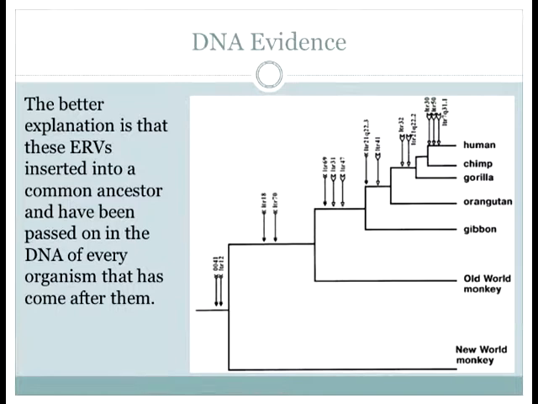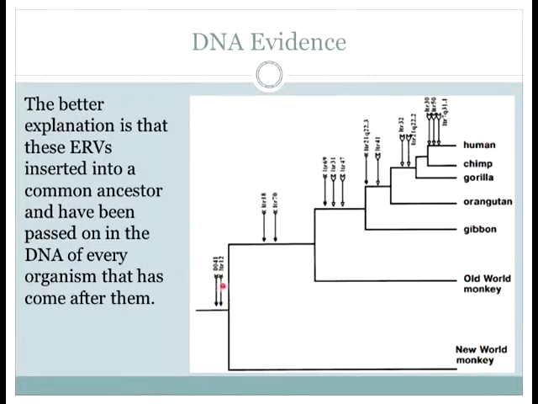Okay. Here we have a chart that shows various species: humans, chimps, gorillas, orangutans, gibbons, old world monkeys, new world monkeys. And it shows essentially the evolutionary branches that led to all of us. And what you see here are various ERVs that inserted at various locations. Now, how do we know that? We know that because, for instance, these ERVs here are common to all of these species.